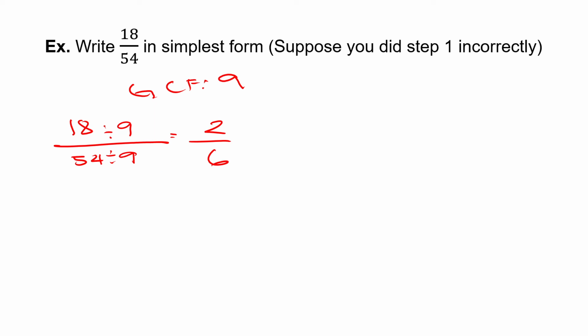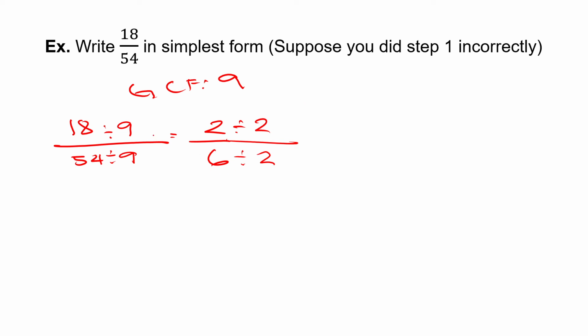Now, are we done? Think to yourself, 2 over 6, 2 and 6, common factors, yes or no? Yes, they share a common factor. And that common factor is 2. So we continue on. Divide both the top and the bottom by 2. You don't need to restart from 18 over 54 to find the simplest form. You can just continue from your previous answer, 2 over 6.